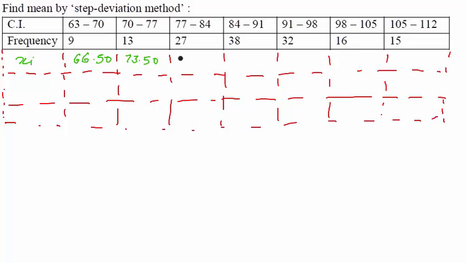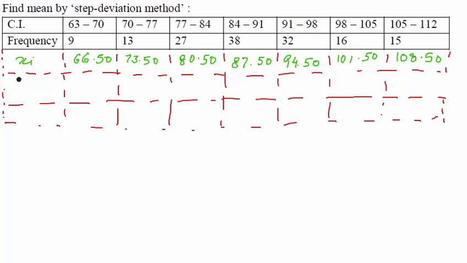73.50, then 80.50, 87.50, 94.50. Applying the same formula, 101.50 and 108.50. This is the mid value of each of the intervals.